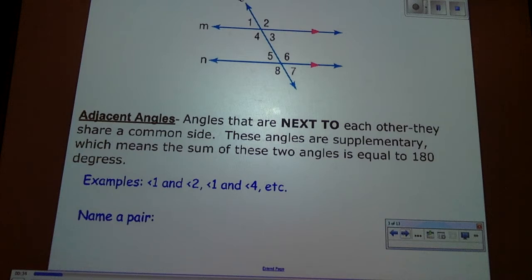So we have adjacent angles, which are angles that are next to each other. They share a common side. These angles are supplementary, which means the sum of these two angles is equal to 180 degrees. So some examples are angles 1 and 2. They're right next to each other, and they form a straight line, so they have to equal 180 degrees. And angles 1 and 4 are also right next to each other and are supplementary. Can you name a pair of adjacent angles?